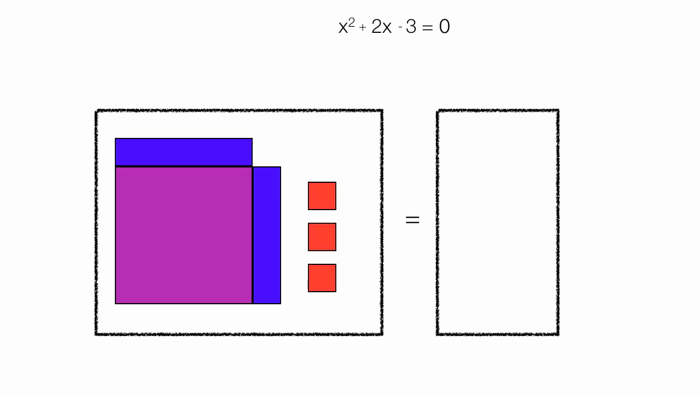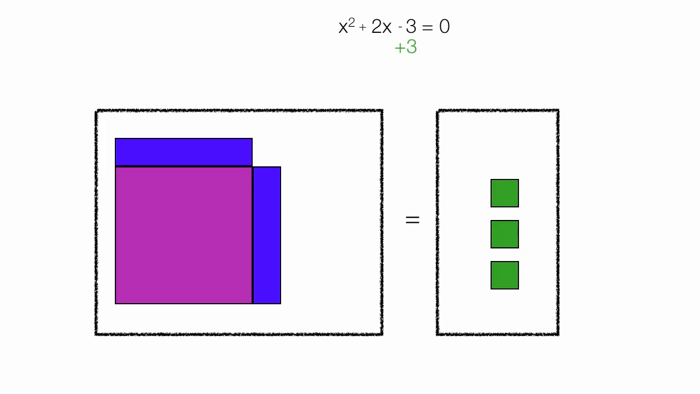This equation right now is equal to 0, because nothing's in that box on the right-hand side. My first objective is to get rid of those 3 red tiles, a negative, and I do that by adding 3 green tiles, or 3 positive tiles, to both sides of the equation. And this cancels out all the red tiles. What I did algebraically is add 3 to both sides of the equation. So now I have x squared plus 2x on the left-hand side, and on the right-hand side, I have equal to 3.